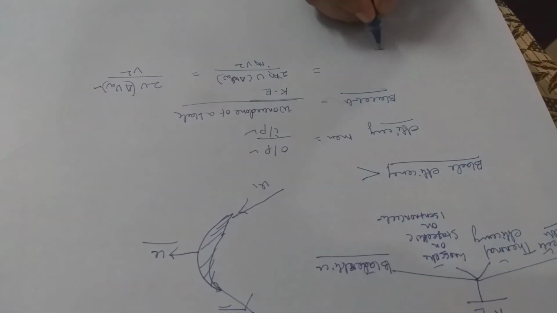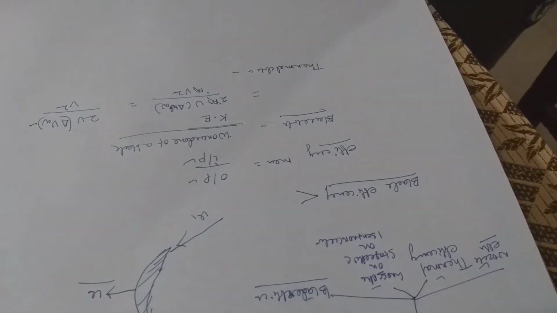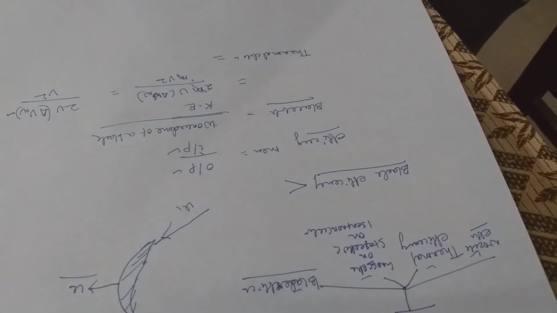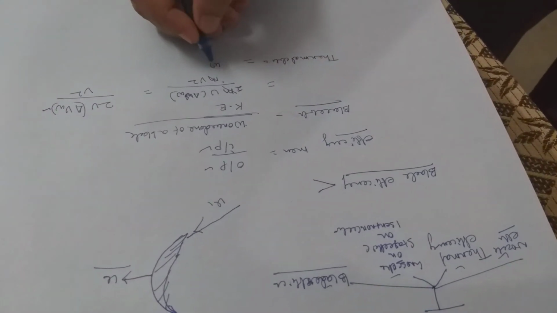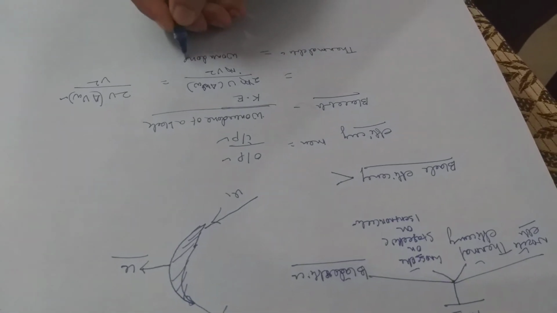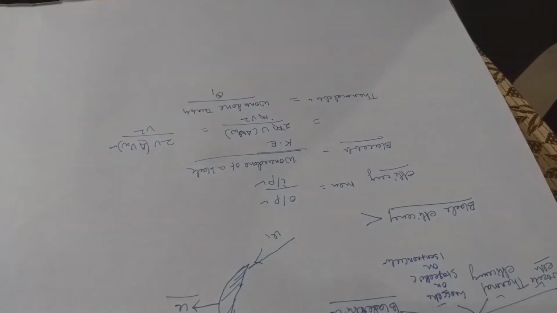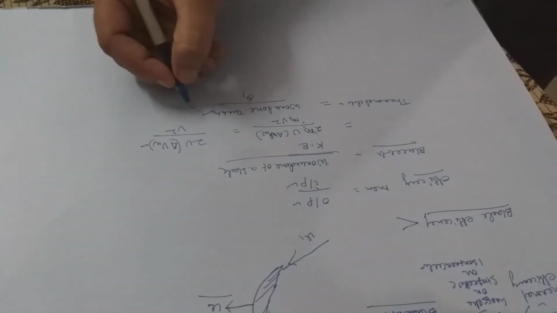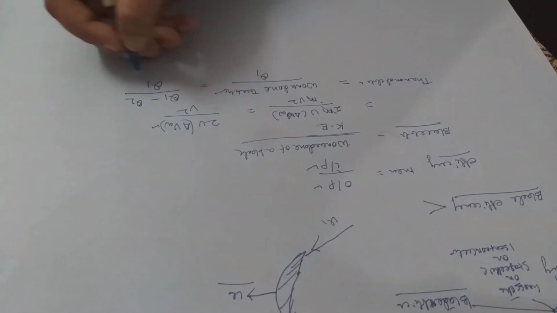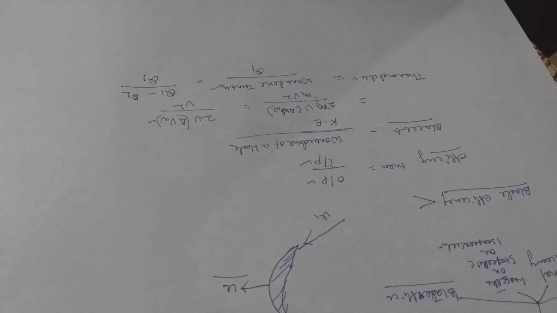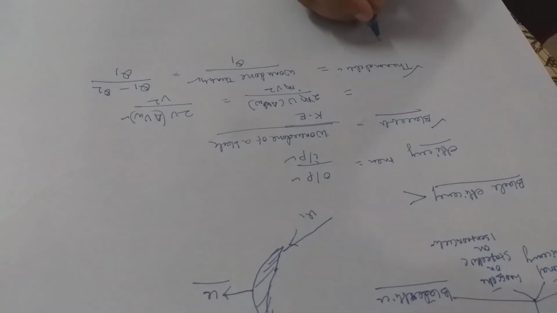Similarly, for thermal efficiency, thermal means heat. You give some heat as input, and the output is the turbine work done. So thermal efficiency is the turbine work done by the heat supplied. The net work done is the heat supplied minus the heat rejected, divided by the heat supplied. This is your thermal efficiency, this is your blade efficiency, and then there is nozzle efficiency.